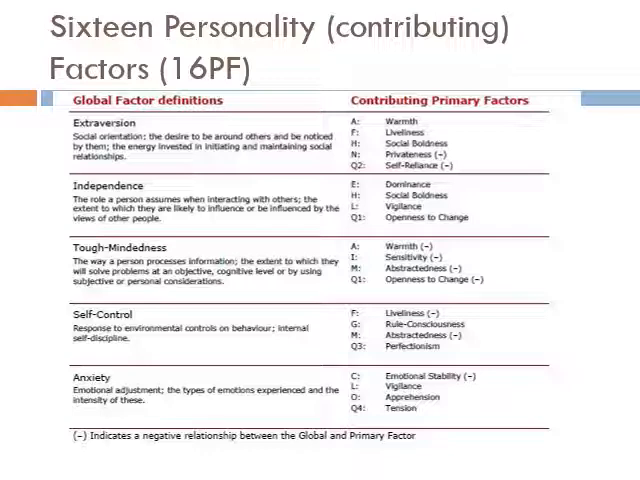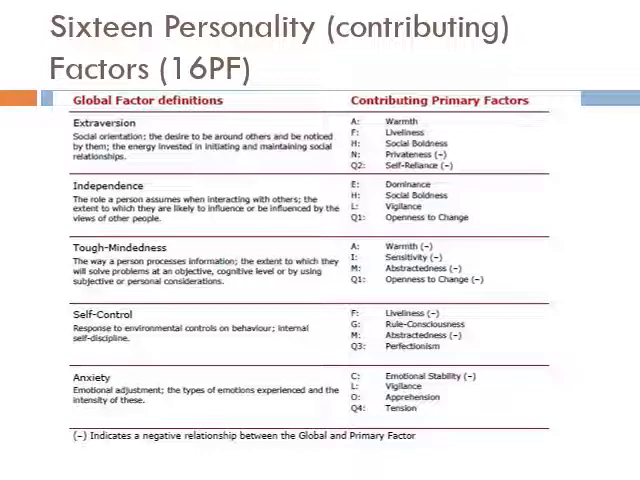Tough-mindedness is the way a person processes information, the extent to which they will solve problems at an objective cognitive level or by using subjective or personal considerations. So those are the opposites within there. And we have warmth inversely correlating with tough-mindedness, sensitivity inversely correlated. As sensitivity increases, tough-mindedness decreases, abstractedness inversely correlated, and openness to change inversely correlated. And these are the clusters that were revealed through the statistical process called factor analysis.